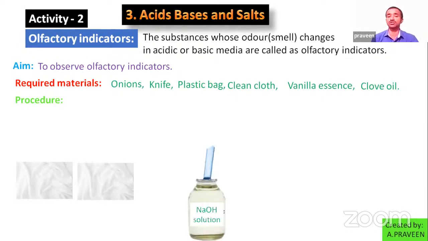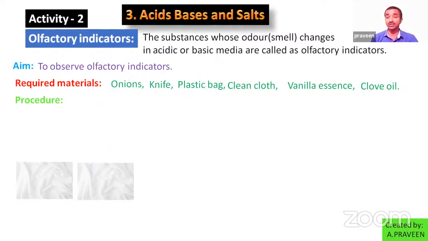Again adding one more substance on the cloth, which is now a base, NaOH. Previously we added HCl on the first cloth strip. On the second cloth strip, I am adding NaOH solution. So one or two drops of NaOH solution are added on the second cloth strip.